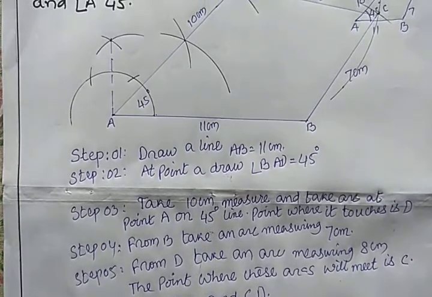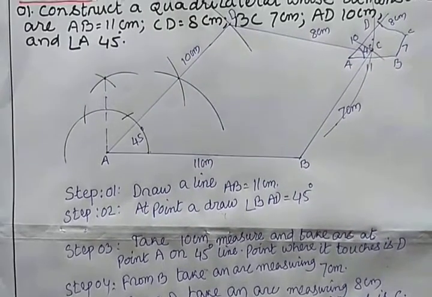I think you understood how to construct a quadrilateral when five measurements are given. All 4 sides and 1 base angle is given.